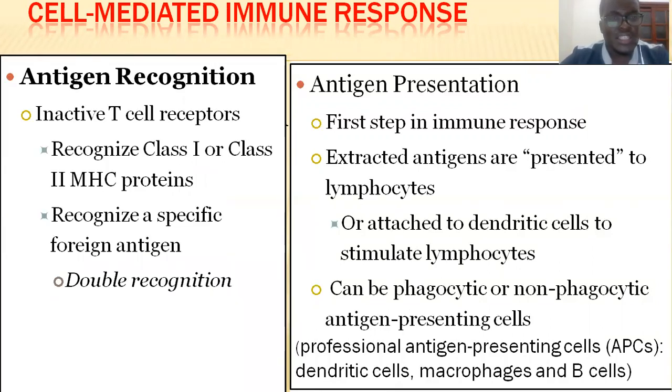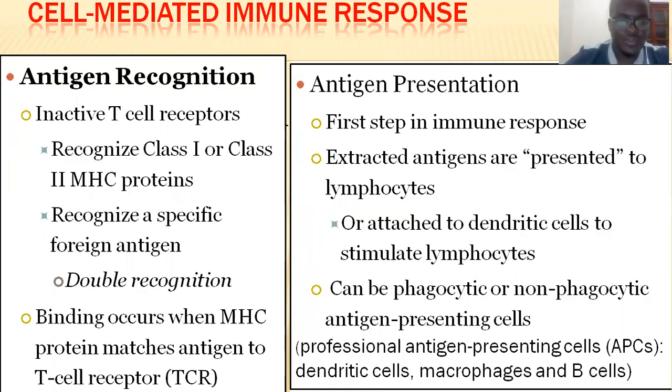Then you have antigen recognition. After that, the T cells need to recognize that antigen. So after antigen recognition, the inactive T cell receptors will be activated. They are going to recognize class 1 and class 2. Then they are going to produce certain specific proteins. So you have double recognition, because some are presented by class 1, others are presented by class 2. Double stimulation, or co-stimulation if you want.